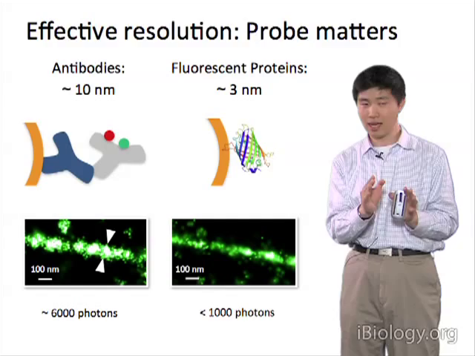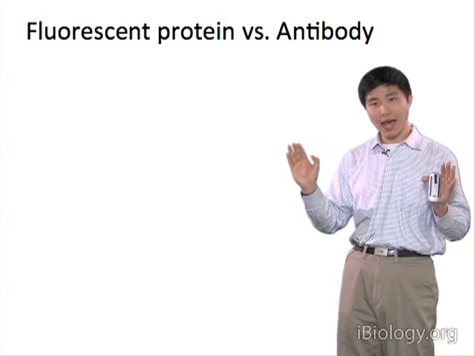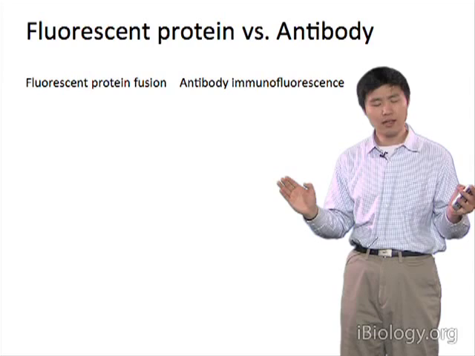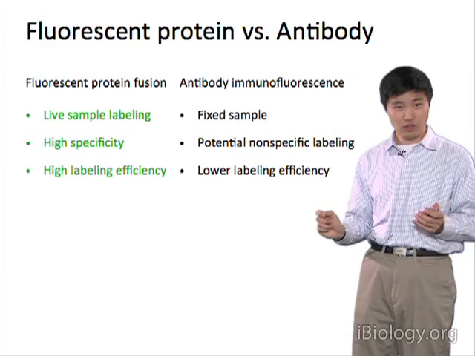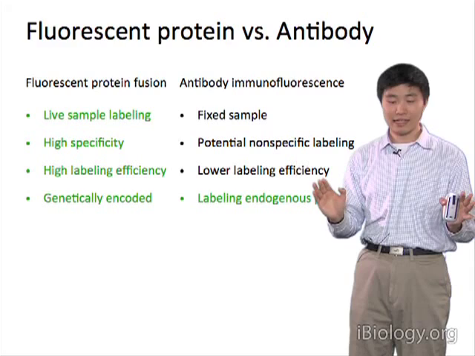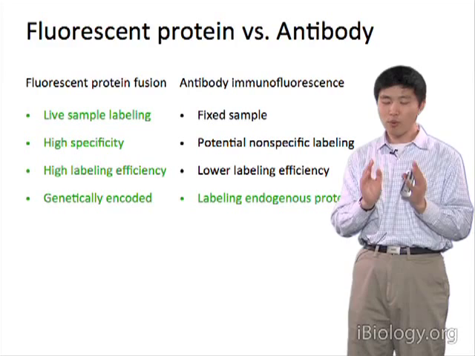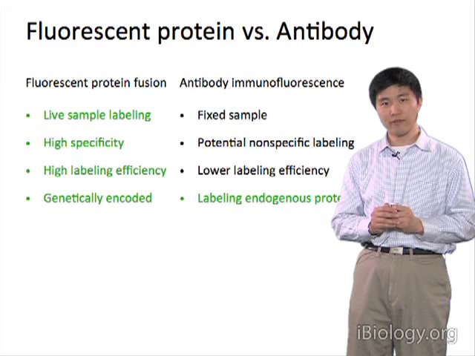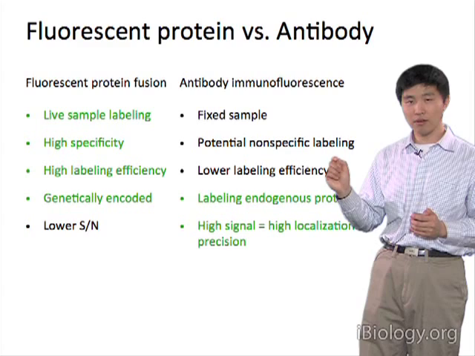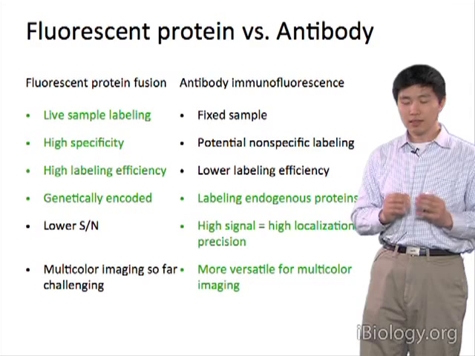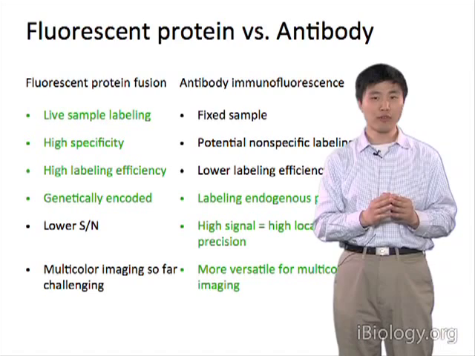Overall, if we compare fluorescent protein versus the antibody for super-resolution microscopy, the difference is almost the same as in conventional fluorescent microscopy. Fluorescent protein is very useful for live sample labeling. It has very high specificity, very high labeling efficiency, and you can label it by genetic encoding. This is both an advantage and a disadvantage, because if you want to detect the endogenous protein, then the fluorescent protein fusion method is not a good enough approach. And the advantage of the antibody immunofluorescence method is that it can have very high signal, which leads to very high localization precision. It also offers many more colors compared to the limited palette of photoactivatable fluorescent proteins, so it's more advantageous for multicolor imaging.